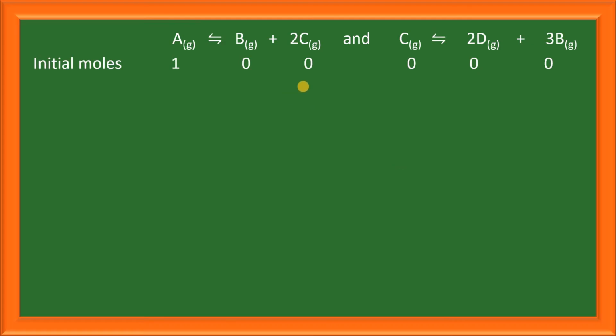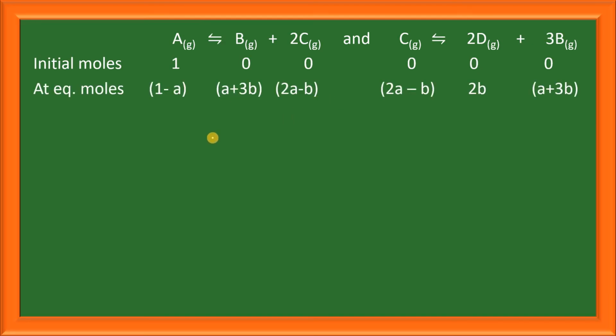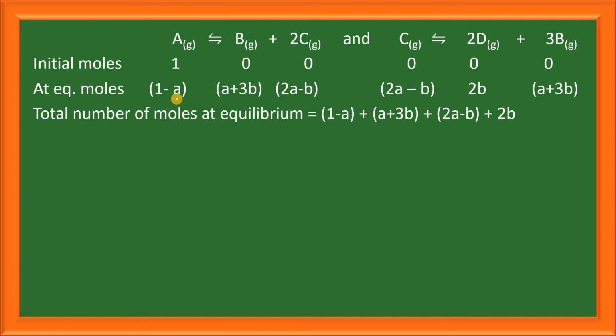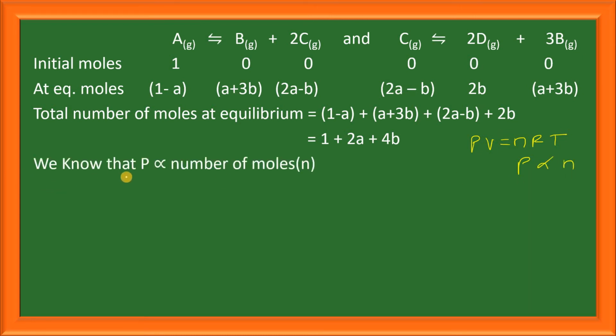These are the initial number of moles. These are the moles at equilibrium. So total number of moles at equilibrium will be number of moles of A at equilibrium plus number of moles of B at equilibrium plus number of moles of C at equilibrium plus number of moles of D at equilibrium. So I have added them, and upon addition we will get 1 plus 2A plus 4B. As we know, PV is equals to nRT, right? So we can say pressure is directly proportional to number of moles. So therefore we can say that the pressure is directly proportional to number of moles, that is, let's say n.